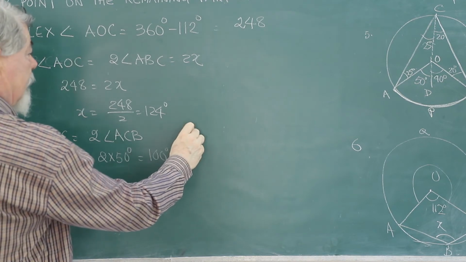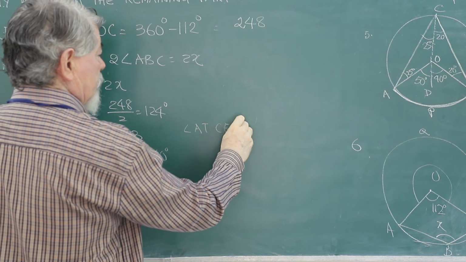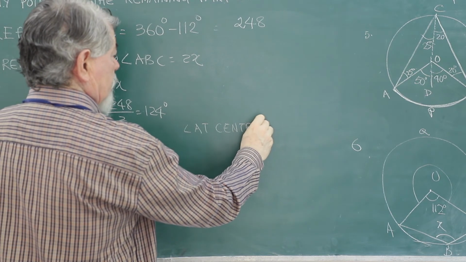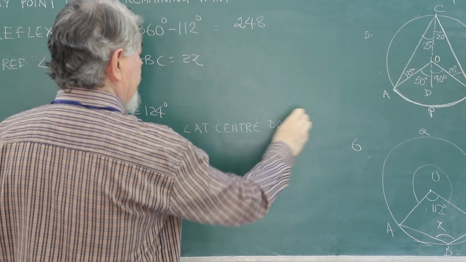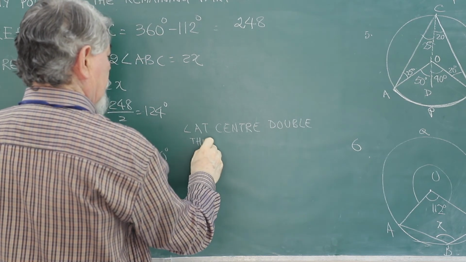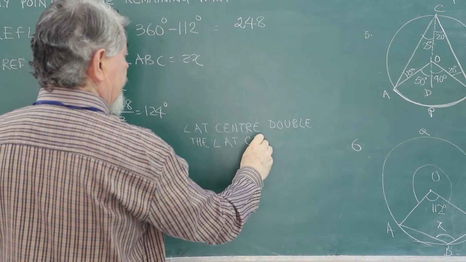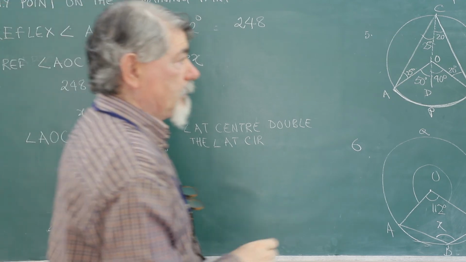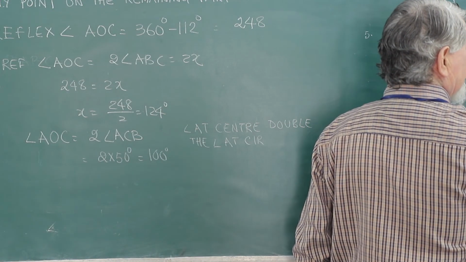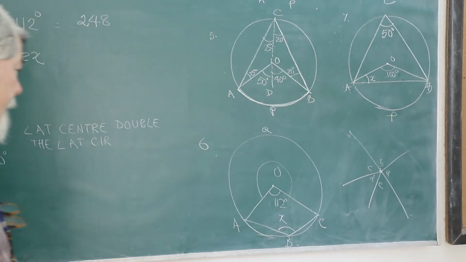Reason is angle at center is double the angle at circumference, subtended by the same arc. So this angle comes out to be 100 degree.